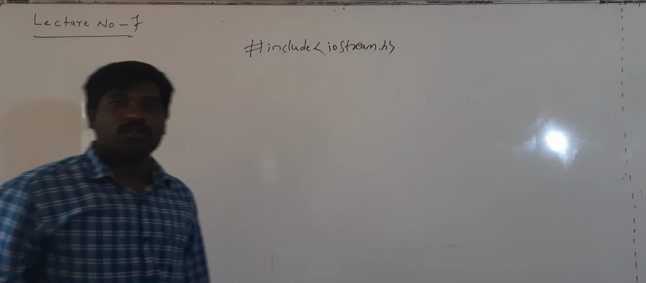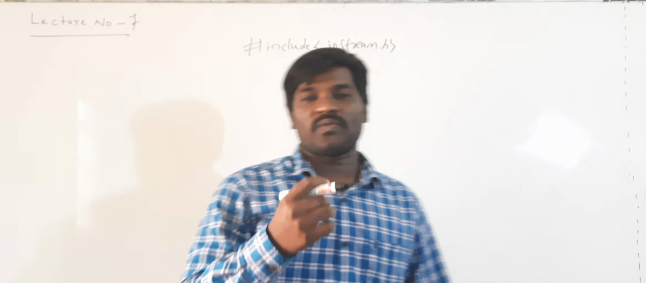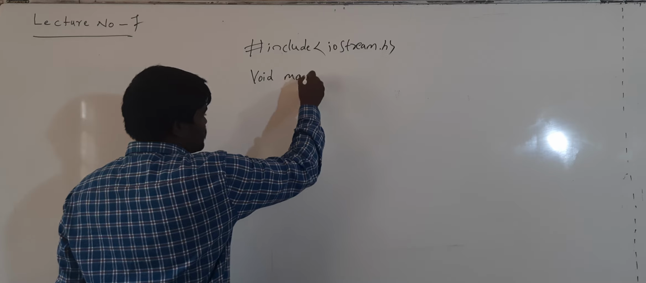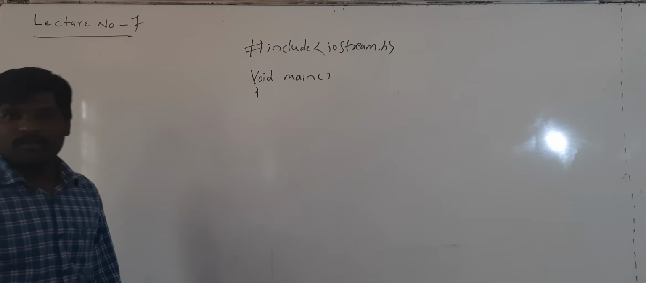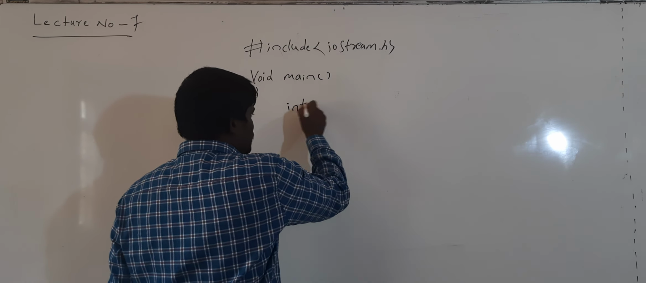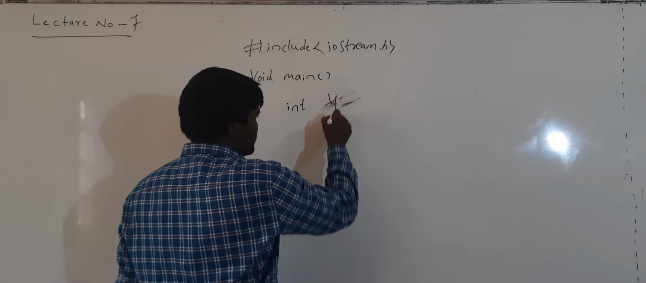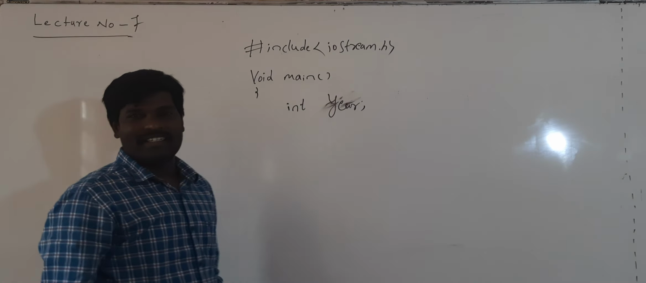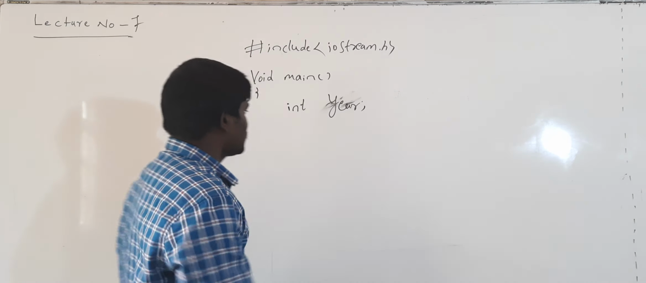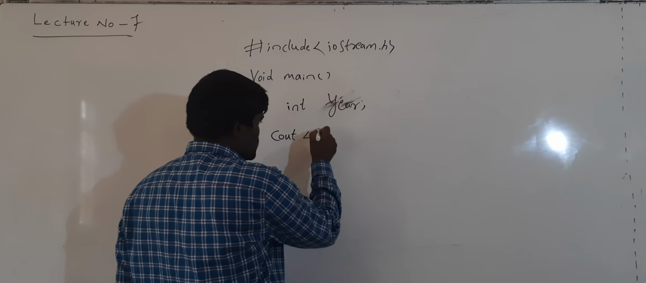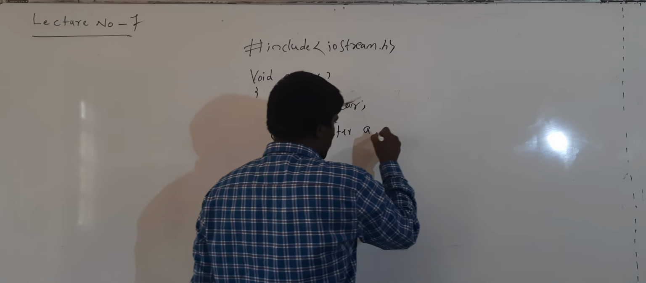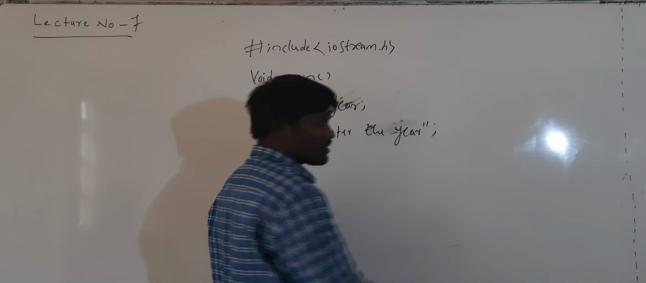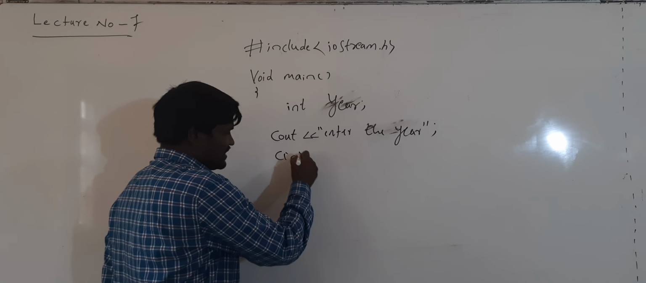Here I indicates input and O indicates output, stream indicates flow of bytes, H indicates the header file. Next we can write the main function, which is there for every program. Here the number of inputs is only one, that is year. The year should be in terms of integer, so that's why I declare int year. Okay, so next is cout enter the year. Then you have to write the cin statement for year.